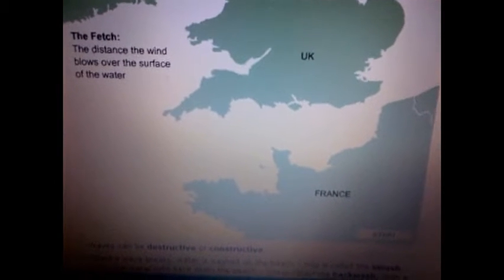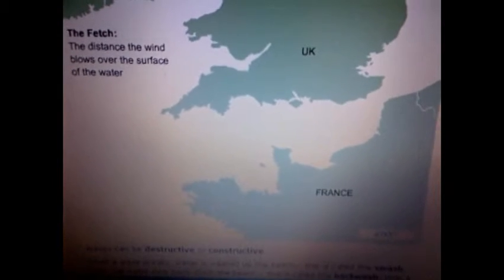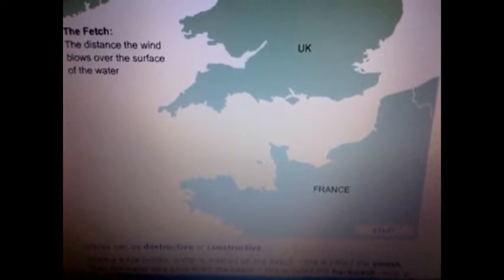Fetch. No, not the thing you say to your dog, but a fetch. The fetch is the distance the wind blows over the surface of the water. That means it's the distance waves travel to hit the coastline from the sea.